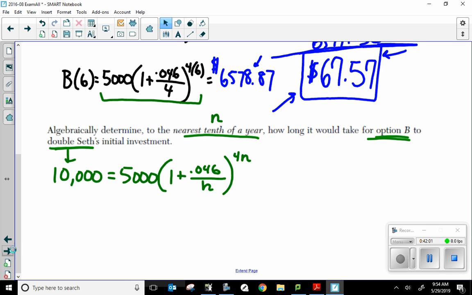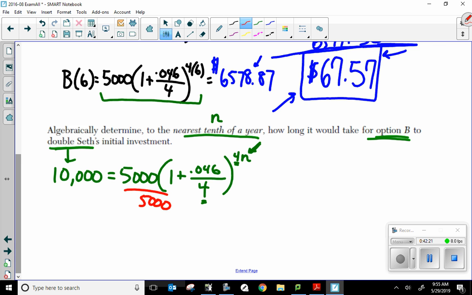We're good. We're not good because that n should be a 4 here. I'm sorry. This stays the same. That's my k. K is the same. I'm just solving for n, which stays the same right here. All right? So let's do this. First thing I'm going to do is I'm going to divide by 5,000. Divide by 5,000.